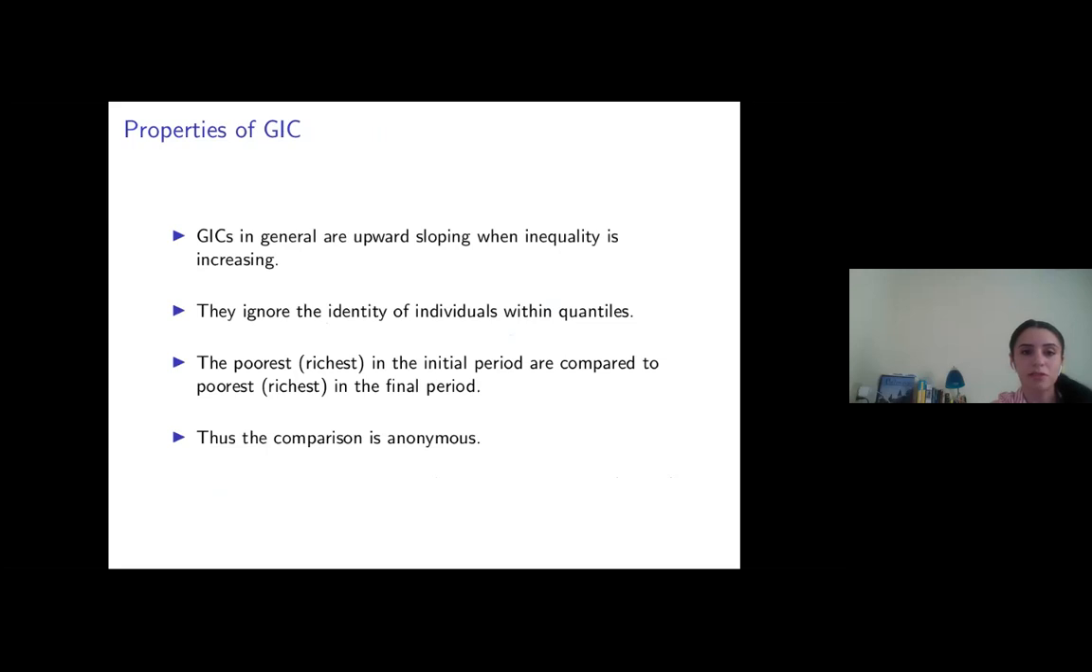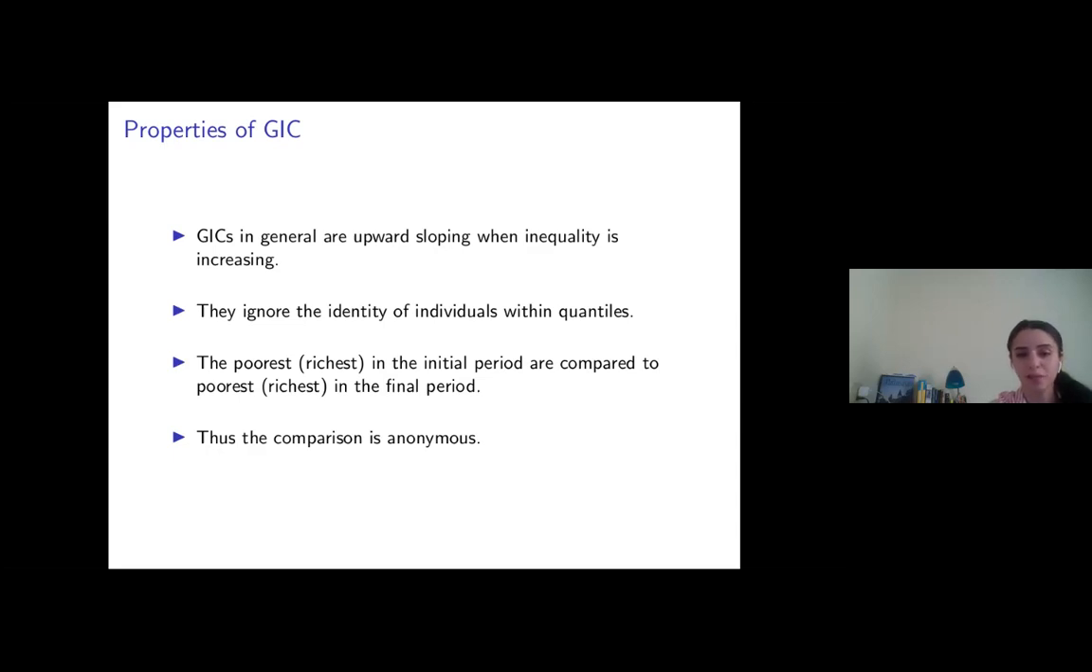1990. Now let's look at some properties of the growth incidence curve and the non-anonymous growth incidence curve. The growth incidence curves in general are upward sloping when inequality is increasing. They ignore the identity of the individuals within quantiles. As we have seen from the very first definition of the GIC, they take the wealth of the pth quantile at the beginning of the time and compare it with the wealth of the pth quantile at the end of the time, and they do the same thing with the other quantiles. So the richest people in the beginning are compared with the richest people in the final period, and the poorest people are compared with the poorest in the final period.